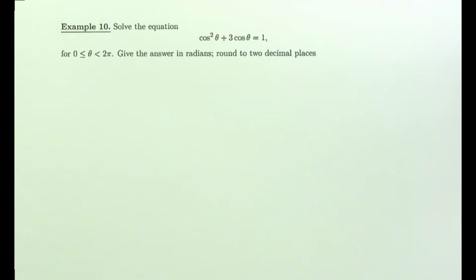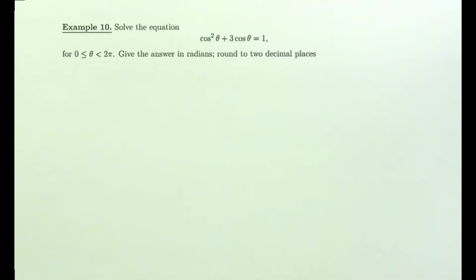This next example says solve the equation cosine squared of theta plus 3 cosine of theta equals 1 for theta between 0 and 2 pi. Give the answer in radians and round to 2 decimal places. Okay, the first thing you have to notice is that it's a quadratic equation.